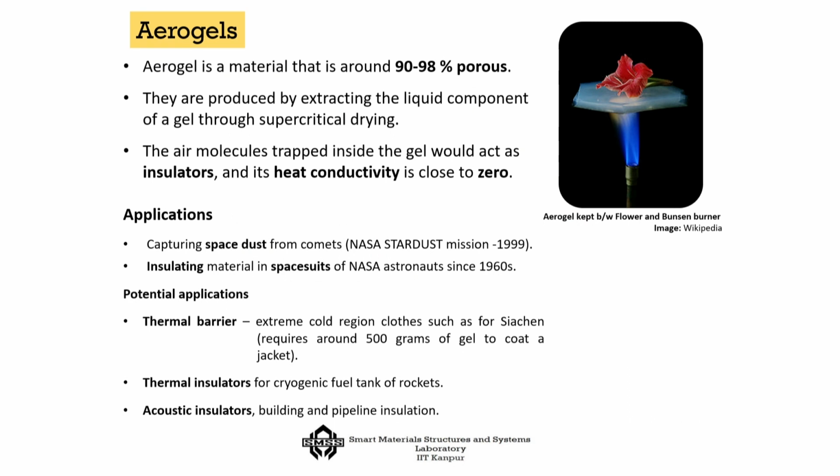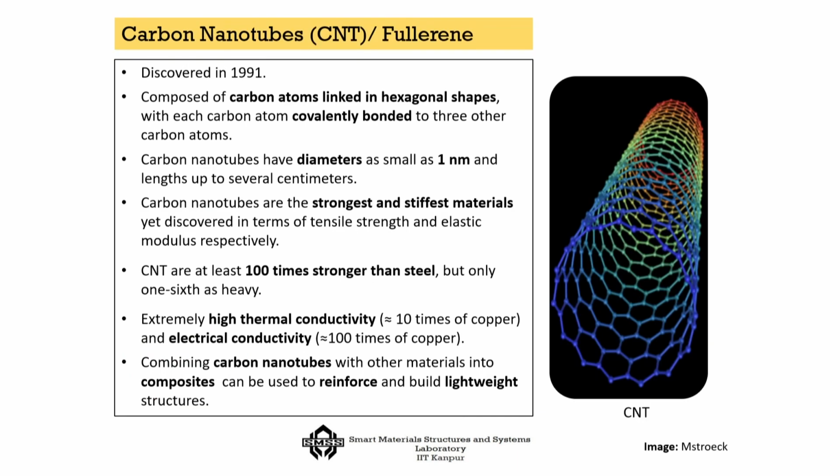Another group of materials that is becoming very popular are the aerogels. Aerogel is a material which is about 90 to 98% porous. So, they are very thin, and because of the porosity, they are also good insulators. So, you can actually use these materials to create a thermal barrier or thermal insulation. Also, because of the porosity, they are good acoustic insulators. So, aerogel is again another group of advanced materials for us.